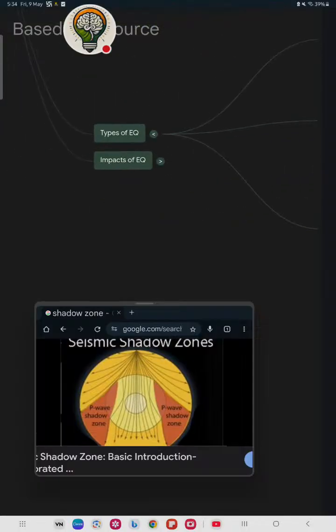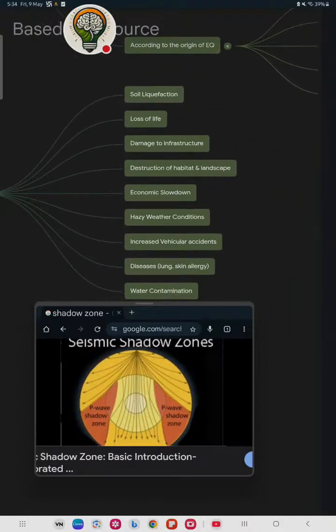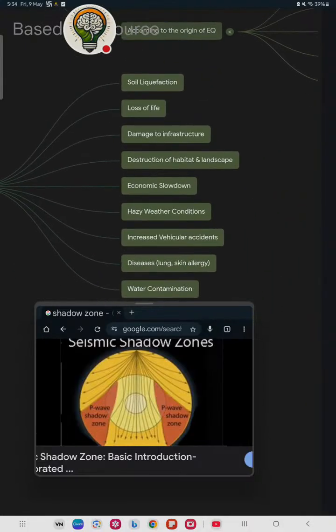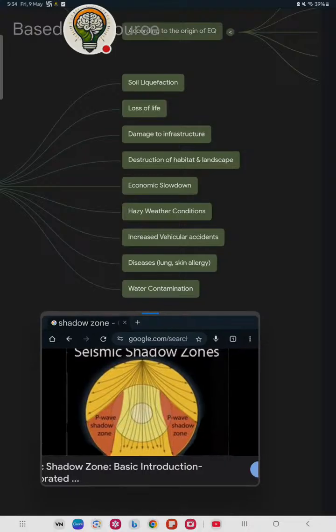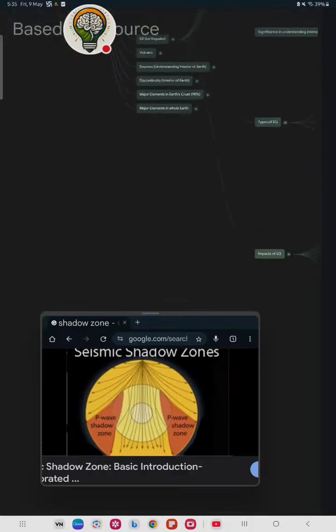Then comes the impact of earthquakes. Soil liquefaction, loss of life, damage to infrastructure, destruction of habitat and landscape, and economic slowdown, hazy weather conditions, increased vehicular accidents, diseases, lung and skin allergies, and water contamination.